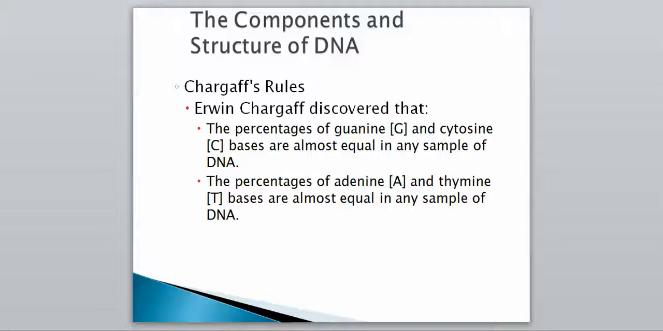Even though they're in any order, they still follow certain rules that we have to go by. Our first one is a rule by a guy named Chargaff. He said that the percentages of guanine and cytosine are almost equal in any sample of DNA. So the guanine and the cytosine that we talked about are always equal, and therefore our other 2, adenine and thymine, are almost always equal in any sample of DNA. And therefore, we know that those 2 will match up with one another. So C matches up with G, and A matches up with T.